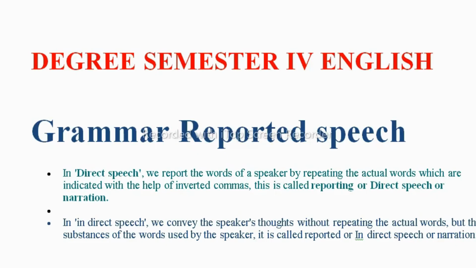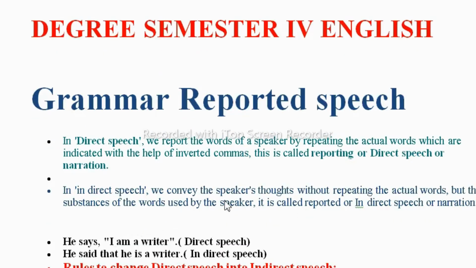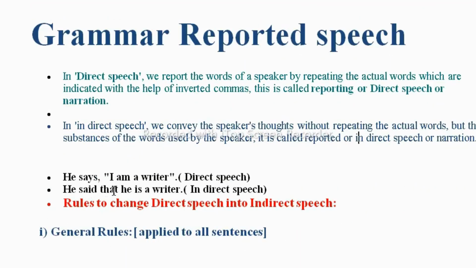So now let us see what are direct and indirect speech. In direct speech we report the words of a speaker by repeating the actual words of the speaker under inverted commas. And in indirect speech we convey the meaning of the speaker but without the actual words, which means in our own words we convey the same meaning of the speaker. For example, you can see here: he says, "I'm a writer." Here this sentence is in direct speech. He said that he is a writer.